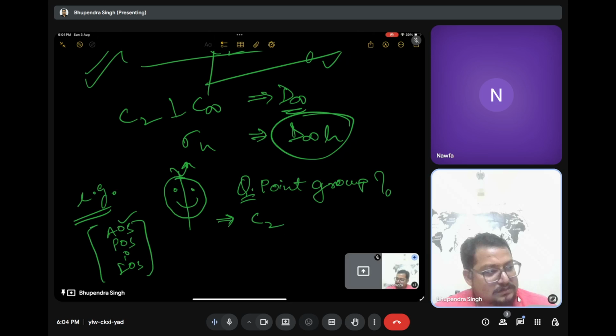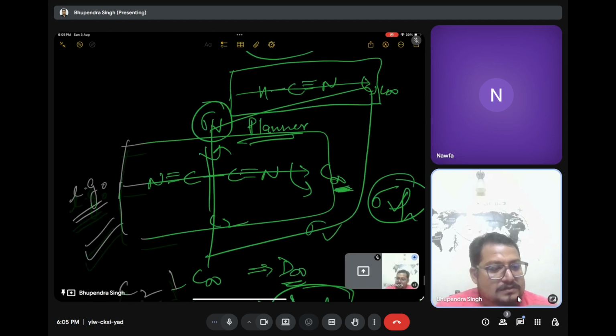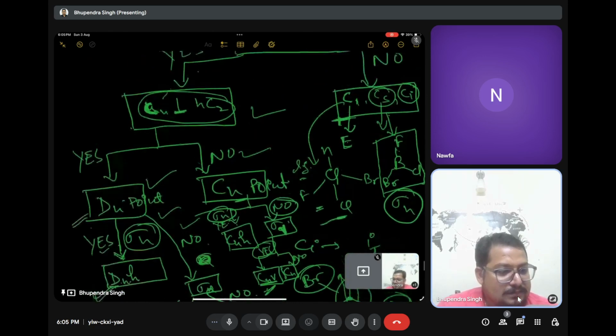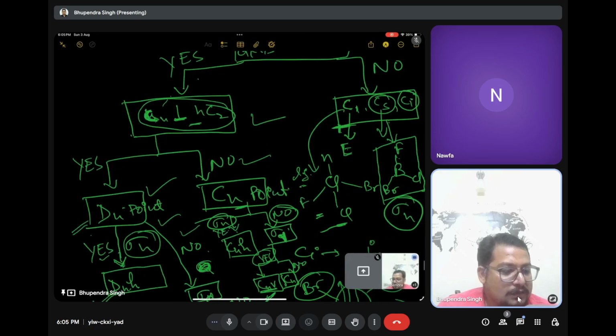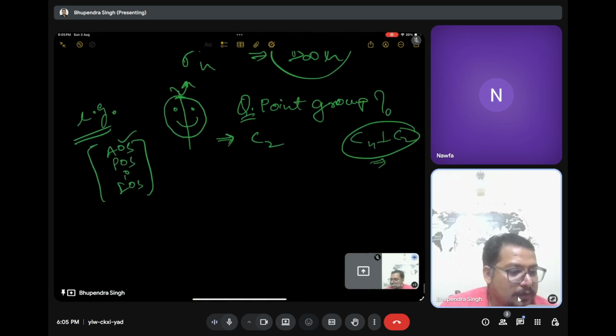No other C2 axis is present, no other axis of symmetry is present, which means that no Cn is perpendicular to C2. This condition is failed. So if this is not the case, what point group will we reach? Cn point group, right? So Cn point group will be there, and in our case it is C2.